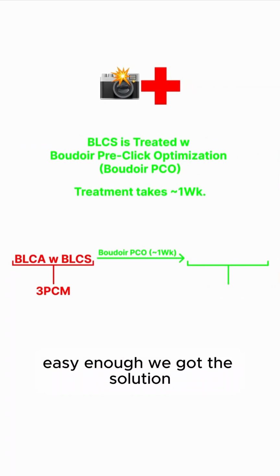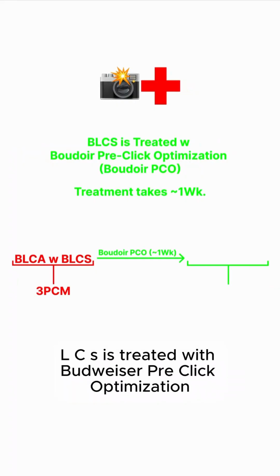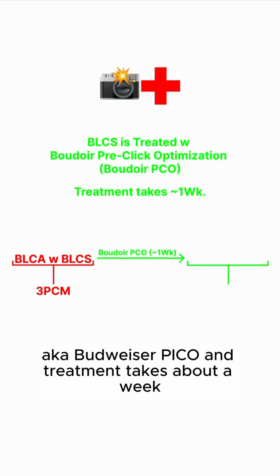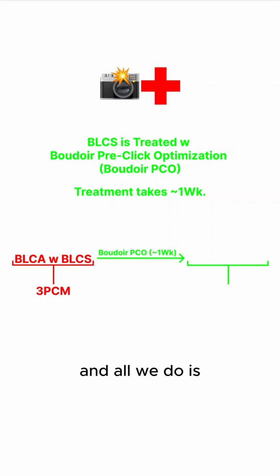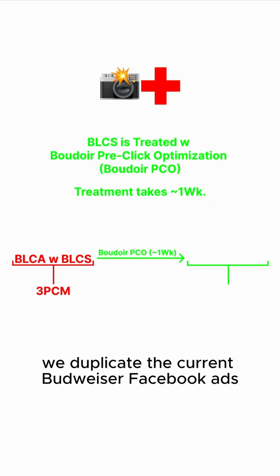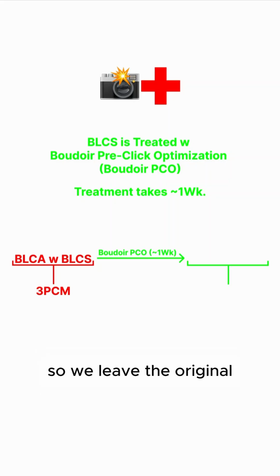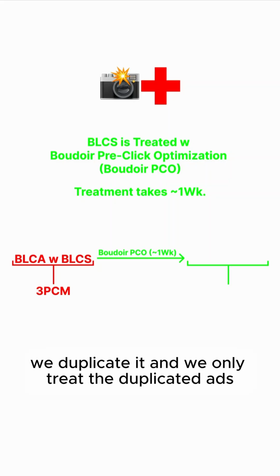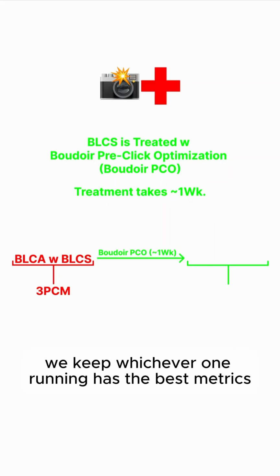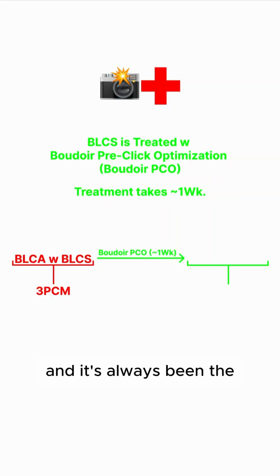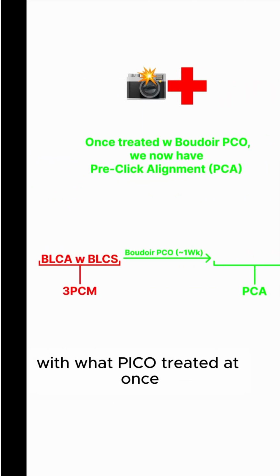Easy enough, we got the solution. BLCS is treated with boudoir pre-click optimization, aka boudoir Pico, and treatment takes about a week. And we know this because we invented it. And all we do is duplicate the current boudoir Facebook ads. So we leave the original, we duplicate it, and we only treat the duplicated ads. Treatment takes about a week. We look at the metrics. After a week, we keep whichever one running has the best metrics. And it's always been the boudoir Pico treated ad.